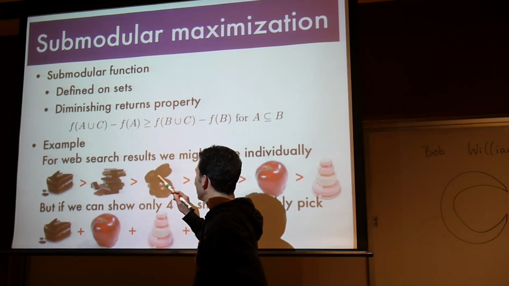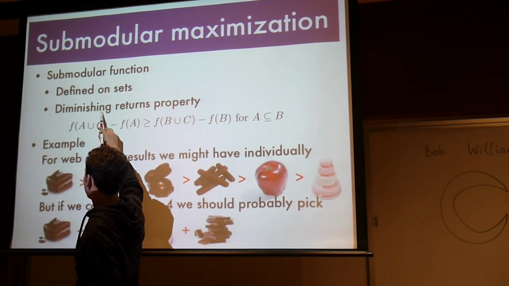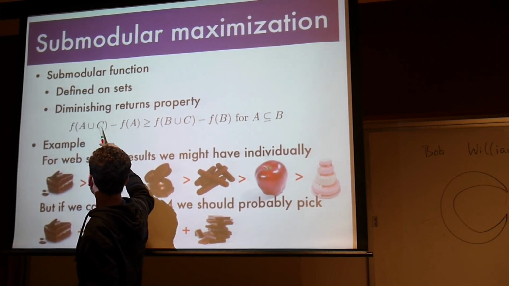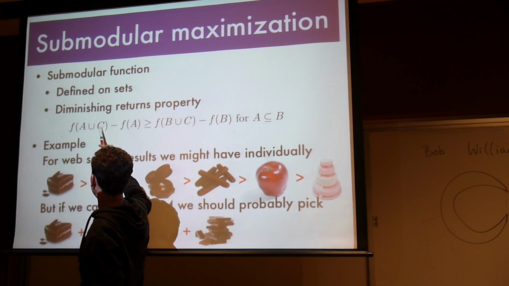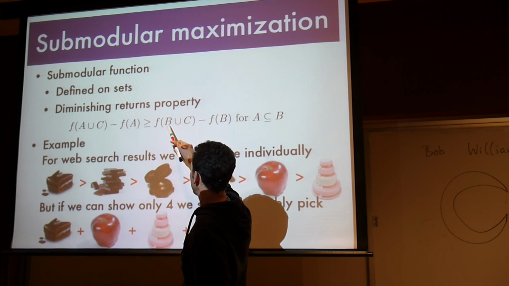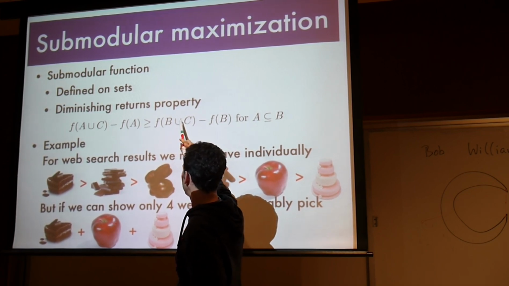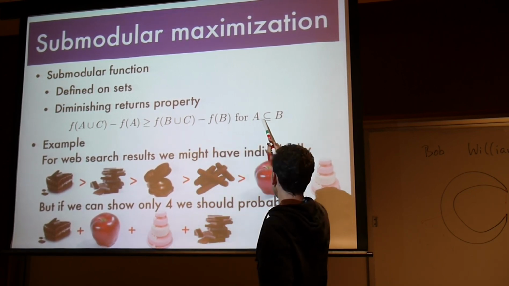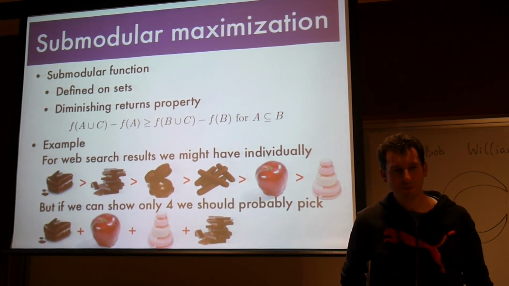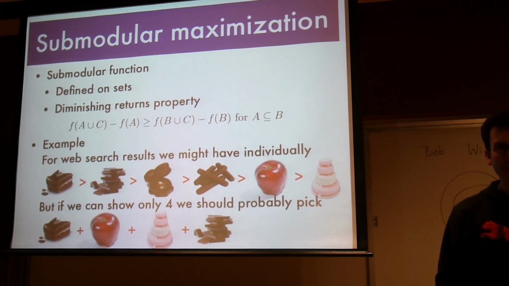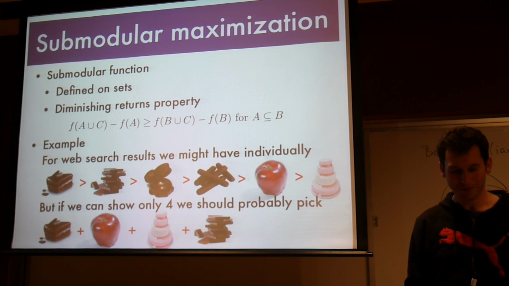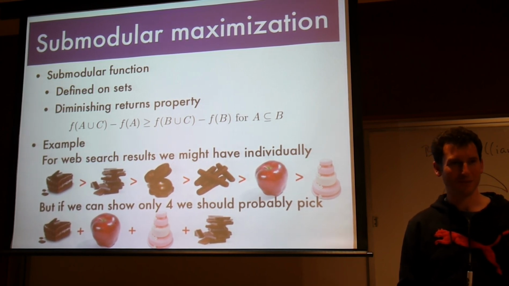So that says that, for a monotonically increasing function on sets, the improvement that I'm getting by adding a set C to A is greater than the improvement that I'm getting by adding the set C to B if A is a subset of B. In other words, if I give a poor person a tax break of $100, it makes a big difference to them. If I give a billionaire a tax break of $100, it doesn't make such a big difference.